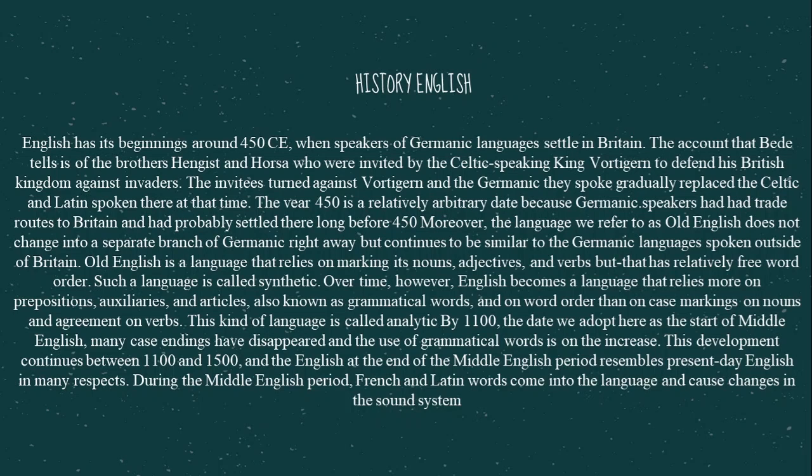The year 450 is a relatively arbitrary date, because Germanic speakers had trade routes to Britain and had probably settled there long before 450. Moreover, the language we refer to as Old English did not change into a separate branch of Germanic right away, but continued to be similar to Germanic languages spoken outside of Britain.